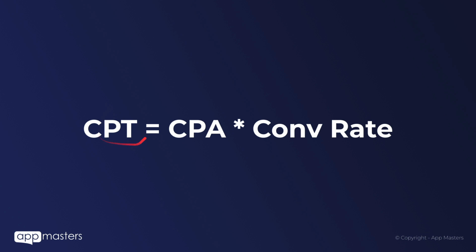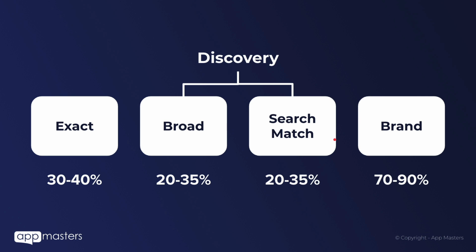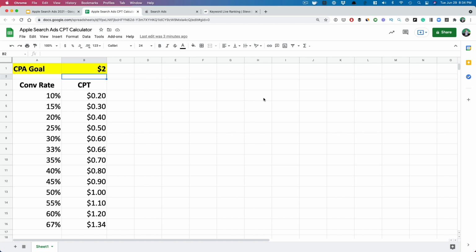Your ideal cost per tap is how much you're willing to pay, your cost per acquisition, multiplied by the conversion rate. Now, I showed you what we've seen on average for each of these campaigns, the conversion rates. So we always start off with the averages. And if you want to be a little bit aggressive, you can go towards the upper end of this range and set up your ideal cost per tap, right? So here I put this handy dandy Google spreadsheet together.